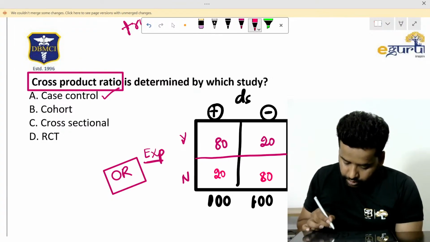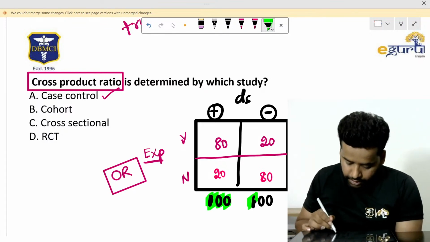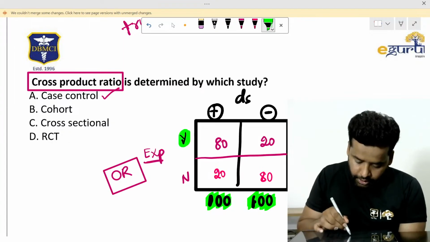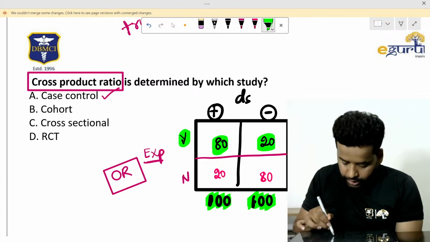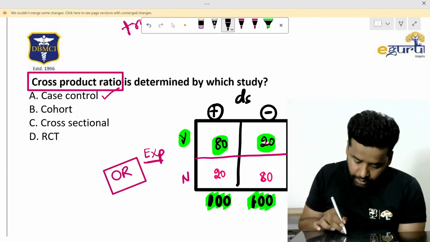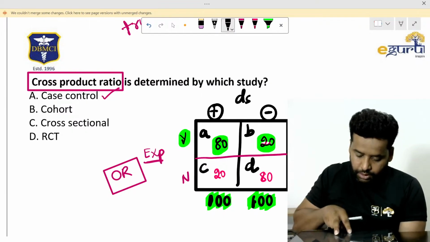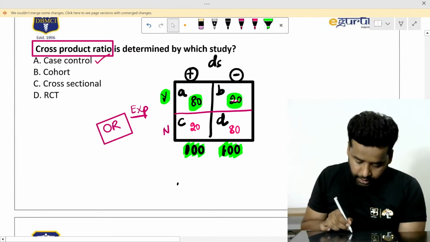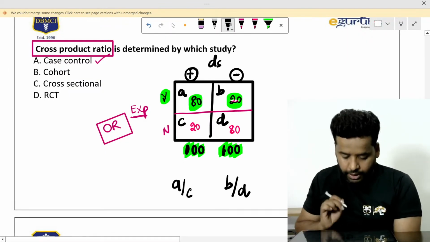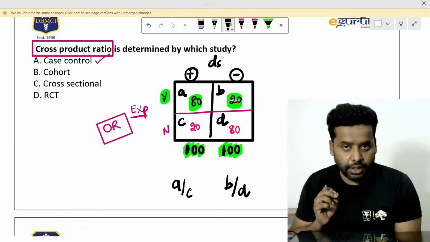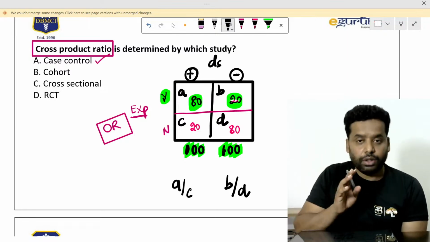In a case control study, cases are 100 and controls are 100. How many are exposed in cases? 80. How many are exposed in controls? 20. Then give the alphabets A, B, C, D. The odds of exposure within cases is A by C. The odds of exposure within controls is B by D.